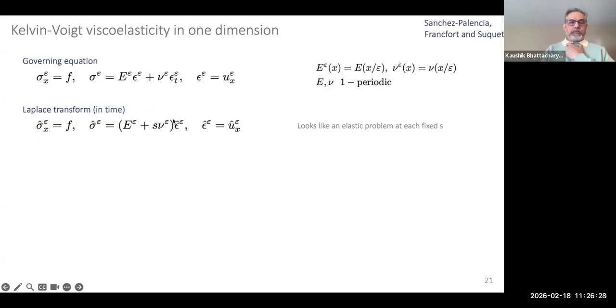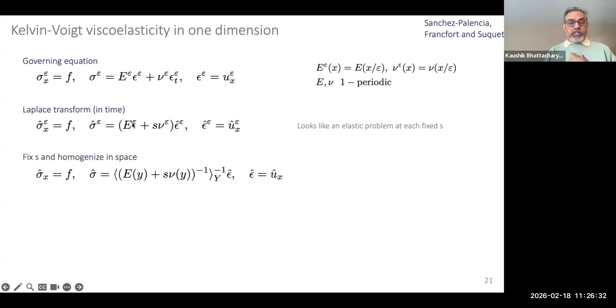So let's fix S. We know how to homogenize this, and in one dimension, it's even easy. I can calculate the effective property as the harmonic mean. If I have a one-dimensional medium, the stress is uniform in the medium, so you could do uniform stress averaging, and therefore you get this effective property. So I know the effective property as a function of each Laplace variable S, and I can take the inverse Laplace transform.